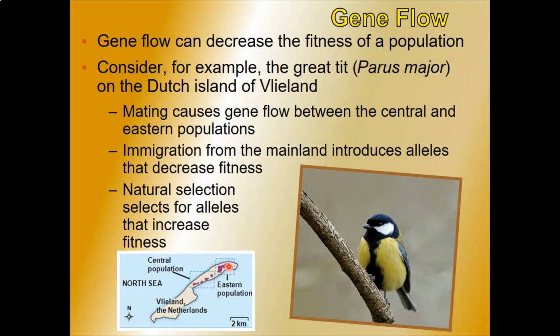Maybe the birds in this population are pretty well set up for life on this island, and now here comes some birds, like this little guy here. Maybe he flies out to the island. Normally, the mainland birds go to the central population, and then they start to mate, and that actually decreases the fitness of this population, right? And then natural selection is going to go to work, and it's going to select for better alleles, right?